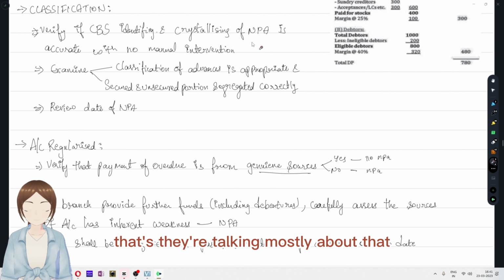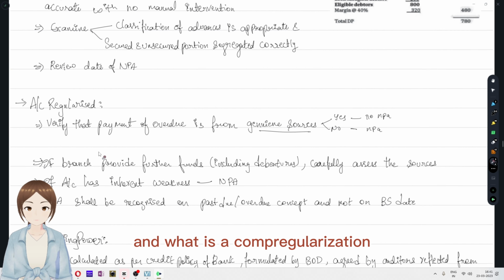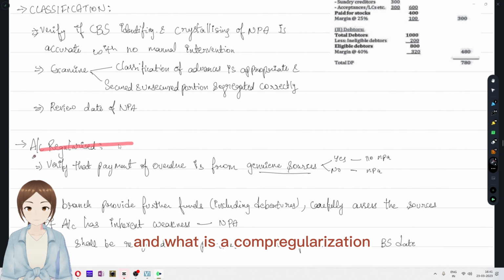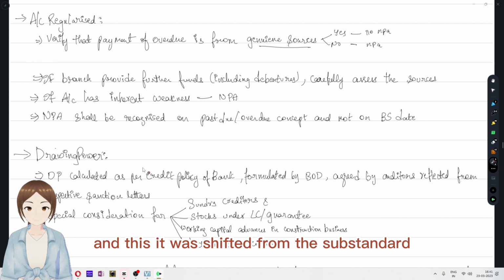They're talking mostly about that, and all the things with regards to classification. And what is account regularization? Account regularization is when an account has turned into an NPA or any kind of SME, and all the overdue amount was paid and it was shifted from a substandard asset to a standard asset.